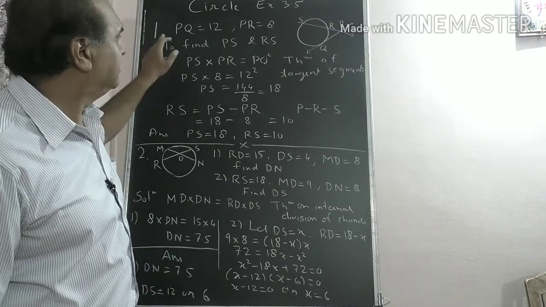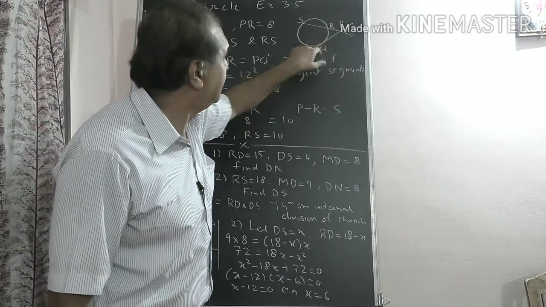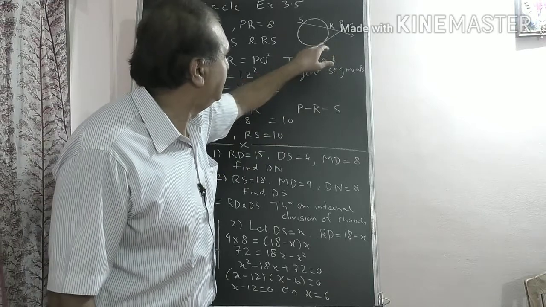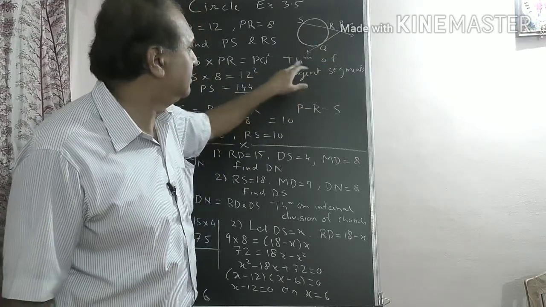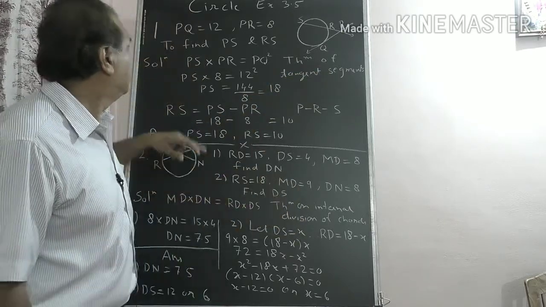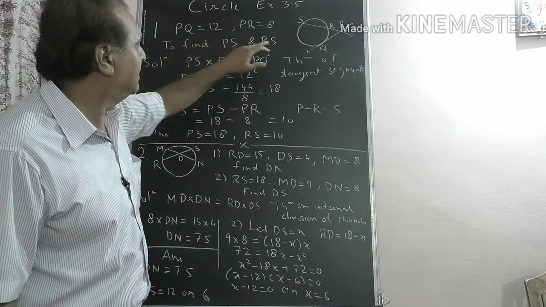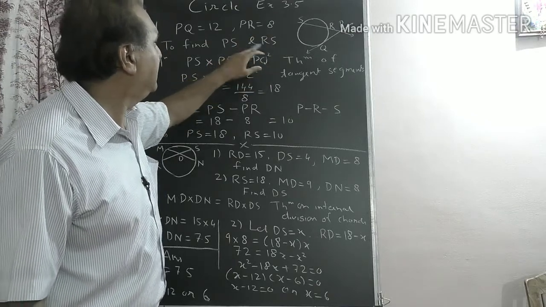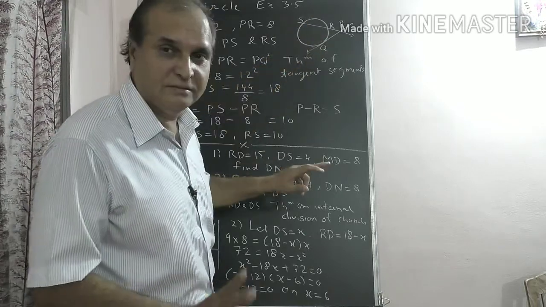See the first sum. Look at the figure. Looking at the figure you understand. This is the tangent and this is the secant. Understanding? The tangent is PQ, and PS, PR is the division of the secant. So it is the theorem of tangent segments. Given data: PQ is 12, PR is 8. You have to find PS and RS.